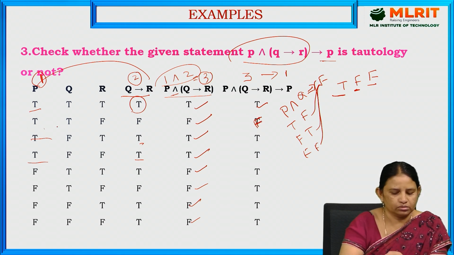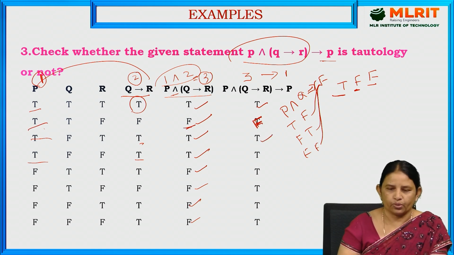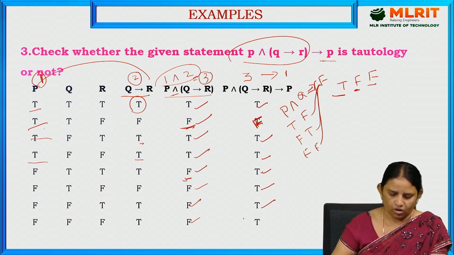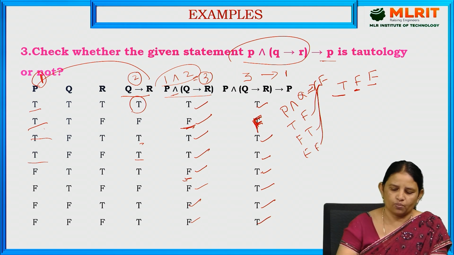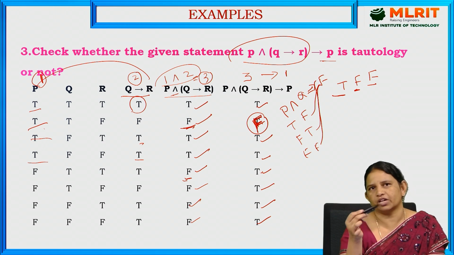Because true, then false, it returns a false value. Then true, true, true only. Then true, true, true only. False, true, false, false. Okay. False, false is true only. False, false is true. Then false, false, true. False, false is true. For only one combination, it returns a false. So it contains the combination of true as well as false values.